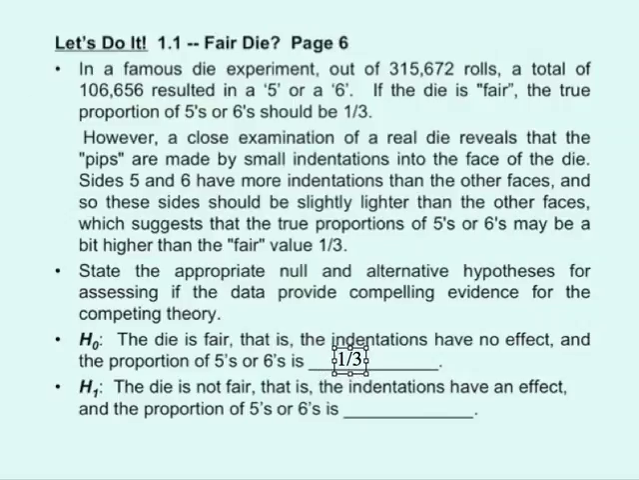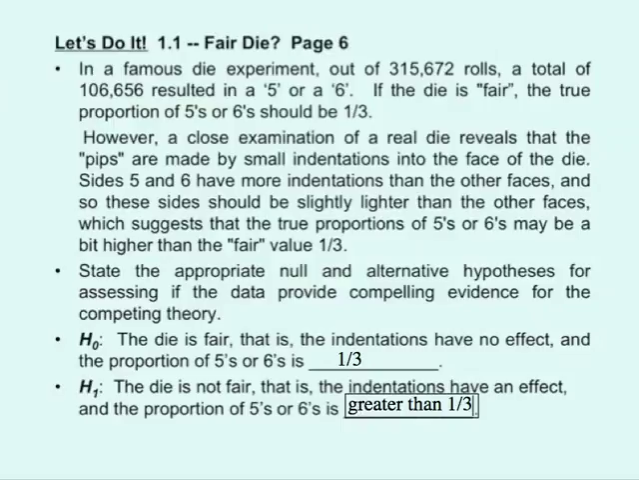Now, the researcher, with the hypothesis that we just discussed about the weight of the sides of the die, infers that, oh, no, that's not the way it is here. That's not the way of the world. The die is not fair, and the indentations have an effect. And the proportion of 5 or 6s is what? Well, it's greater than 1/3. Okay? Oh, not 1/5, 1/3. There we go.